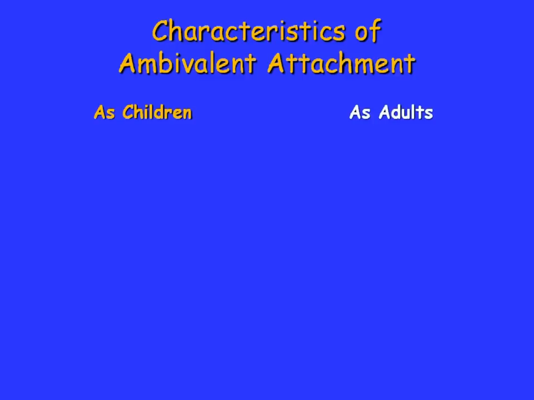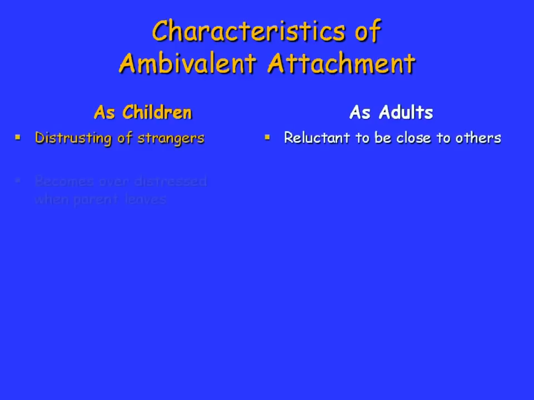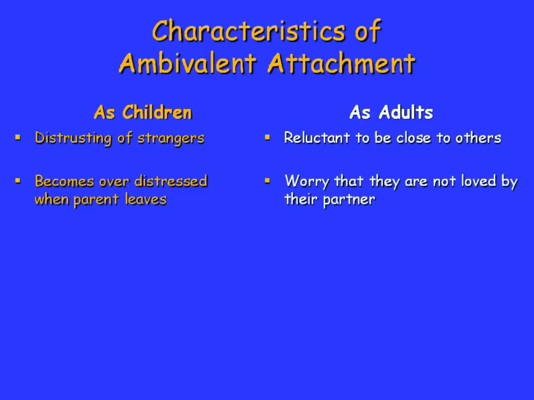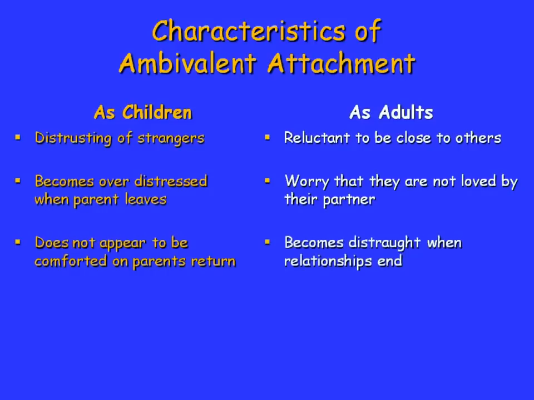So the first one we're going to look at is ambivalent attachment. So as children, if we're distrusting of strangers, we may be reluctant to be close to others. As children, if we become over distressed when a parent leaves, then it's possible as adults we'll worry that we're not loved by our partners. If we do not appear to be comforted when our parents return as children, then it's possible we become distraught when the relationship ends. So that's one attachment style.